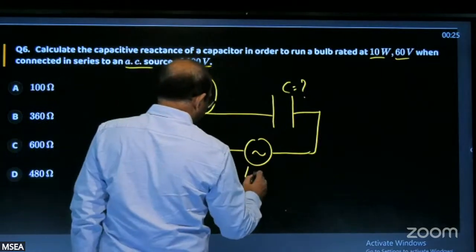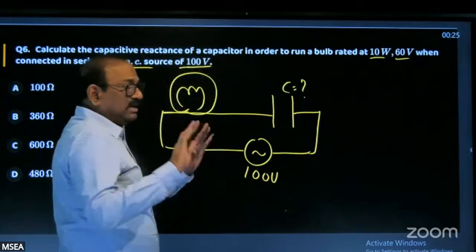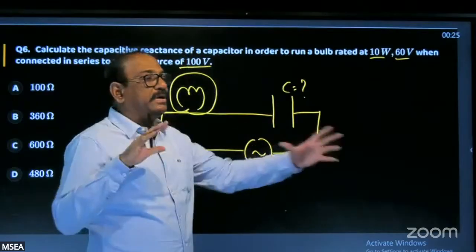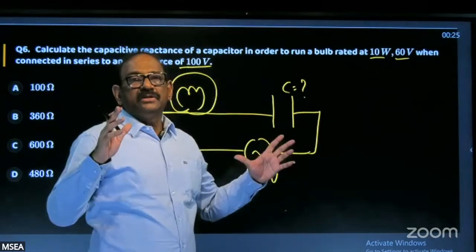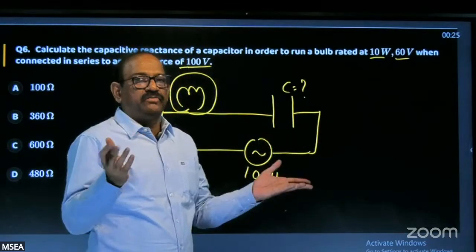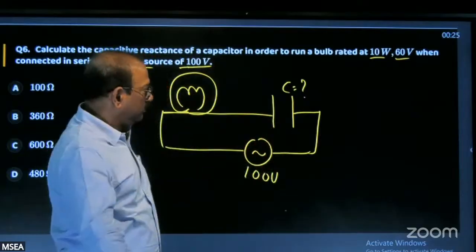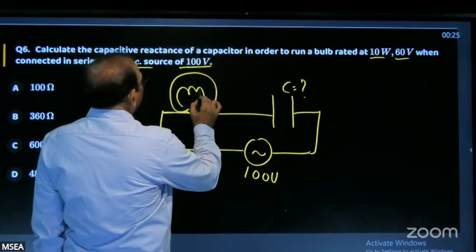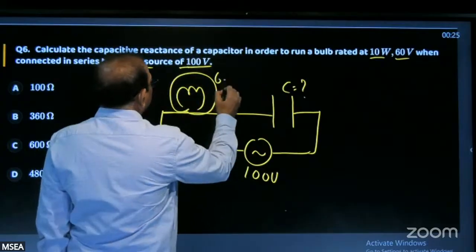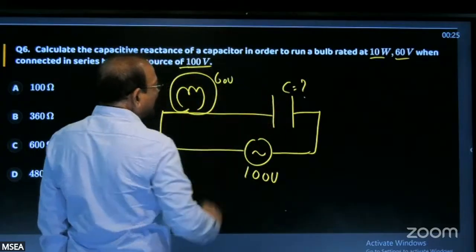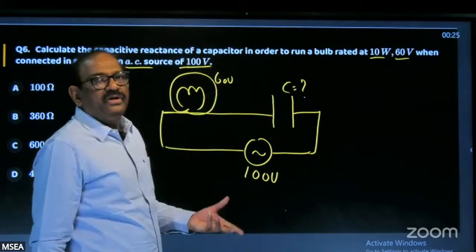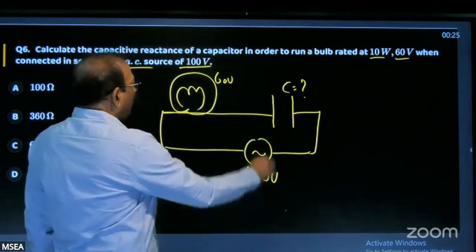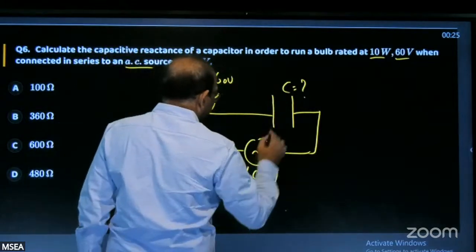The source voltage is 100, RMS. If they don't mention anything, like peak value, maximum value, or amplitude of voltage, and just give the voltage, it is the RMS value. The RMS voltage of this source is 100, and this bulb filament should have 60. First you tell me, how much voltage should this capacitor have? They are not asking here, I am just asking.